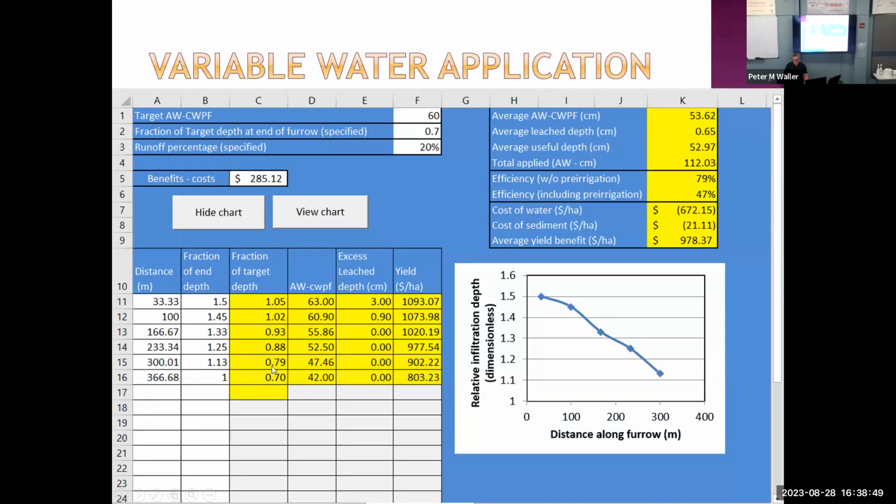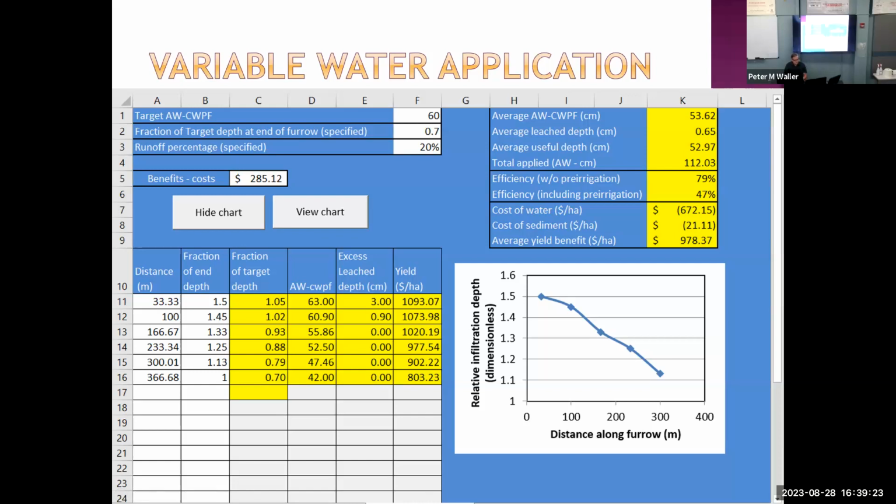So now I'm under irrigating the end. I'm only putting on 42 centimeters, but I'm slightly over irrigating the beginning, but it's only 63 instead of 60. So in this case, my benefits minus costs, which depends on all these yellow cells calculating the cost of water, cost of sediment, and so on, my benefits minus costs is $285.